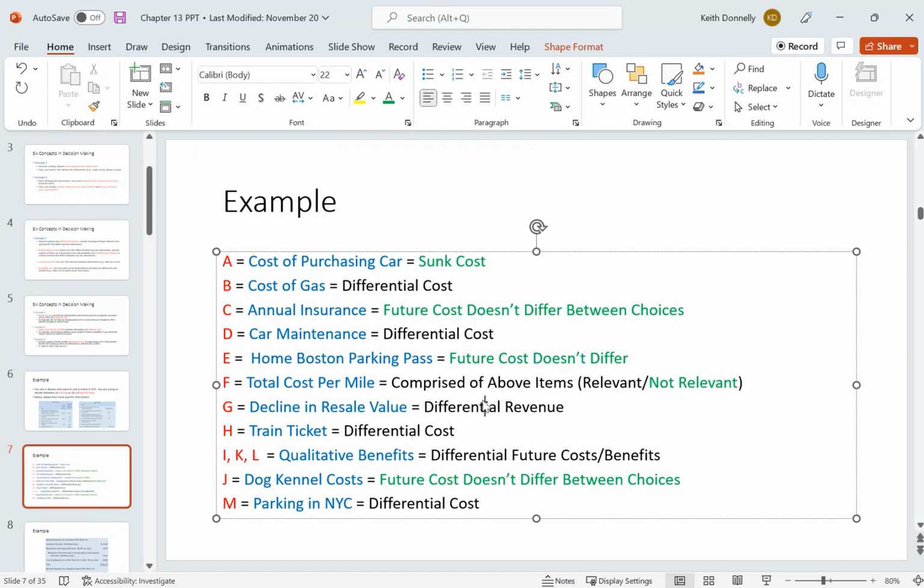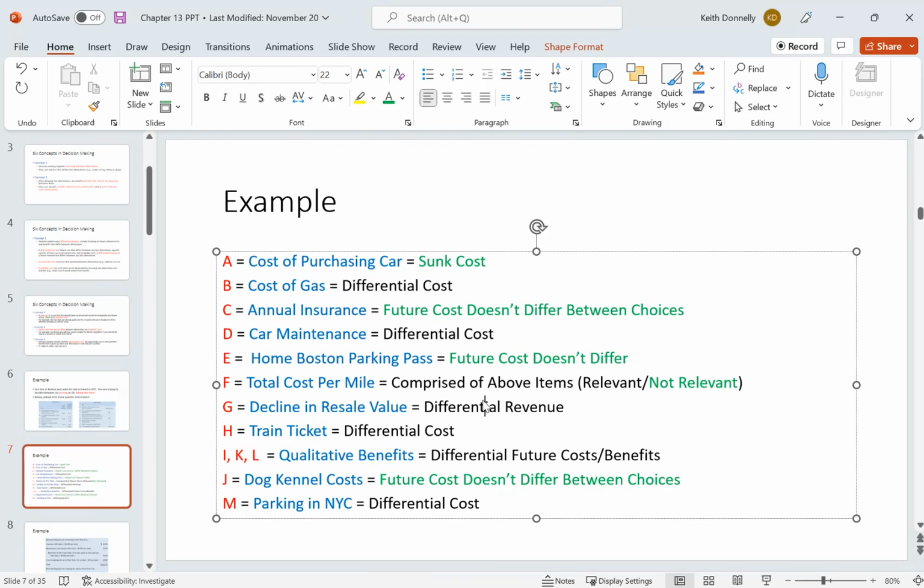Things like the qualitative benefits, those are going to be differential future costs and benefits. In other words, depending on which one you pick, do you want to be able to relax on the train, or do you want to be able to have a car in New York City and see your way around? So which one you pick will differ. It will have a different outcome. So it will differ.